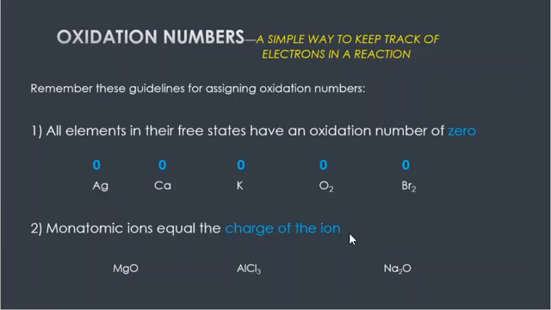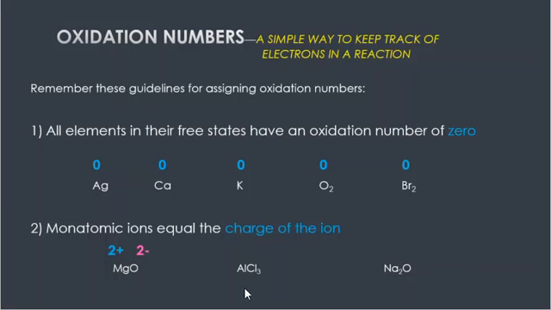The second guideline we're going to examine is that monatomic ions equal the charge of the ion. So all of these compounds are ionic compounds. We have a cation and an anion present in all of them. So remember, magnesium is an alkaline earth metal, or a group 2 metal, and those elements always have a positive 2 charge. Oxide, in this case, is going to be -2, and that is typical for oxygen, with a few exceptions that we're going to go over in an upcoming slide.